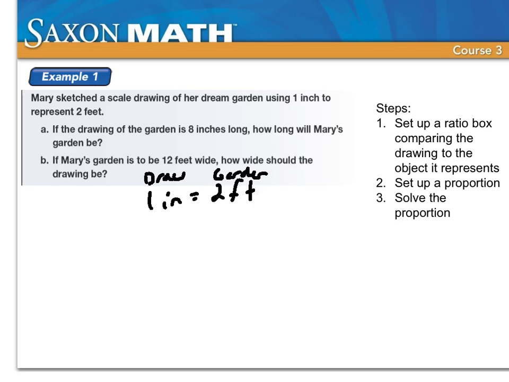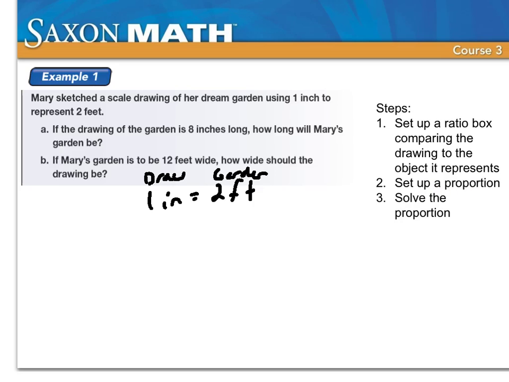It says if the drawing of the garden is 8 inches long, how long will Mary's garden be? So we want to figure that out. And then we also want to figure out if Mary's garden is to be 12 feet wide, how wide should the drawing be? Our steps are right here. One is to set up a ratio box comparing the drawing to the object it represents. Then we want to set up a proportion and solve the proportion.